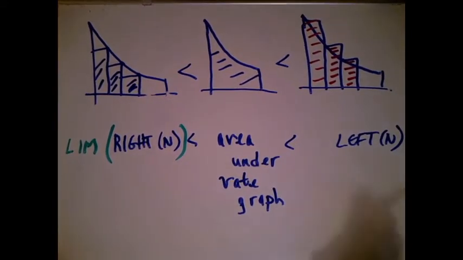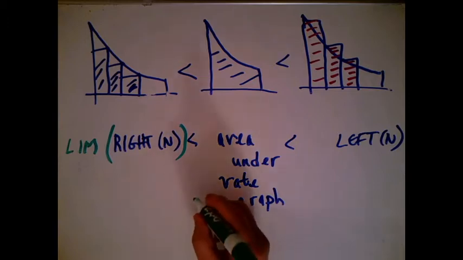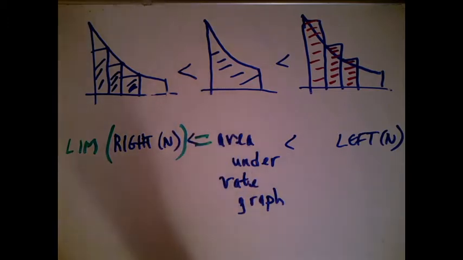What I want to do is take the limit of the right sum. Now, remember, that was an estimate. A limit says, what is the estimate getting close to? Well, what the limit is getting close to is the exact area under the rate graph. If these were all estimates, and I'm asking what the estimates are getting close to, that should be the exact area. So when I take the limit, I get the exact area.